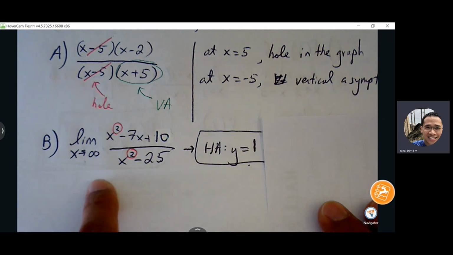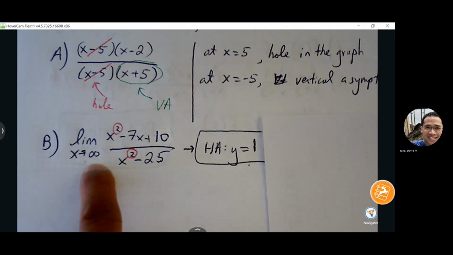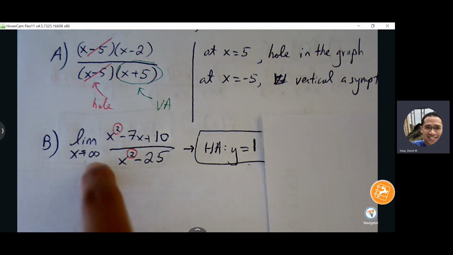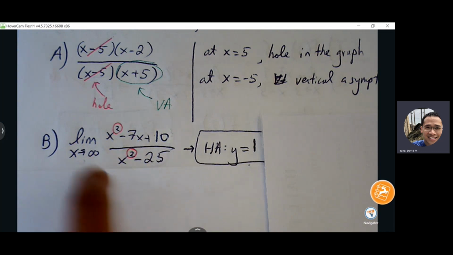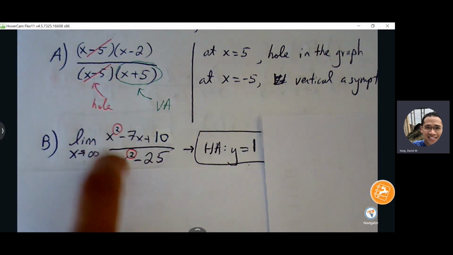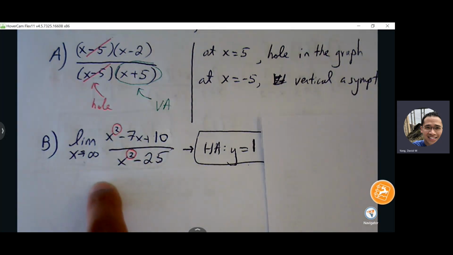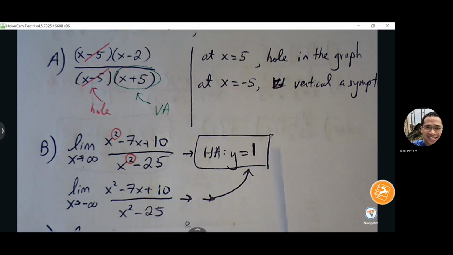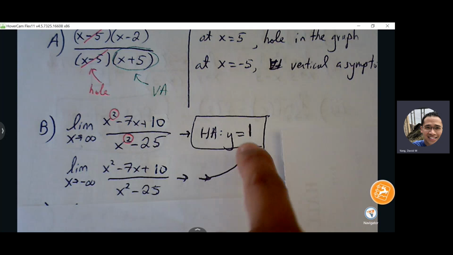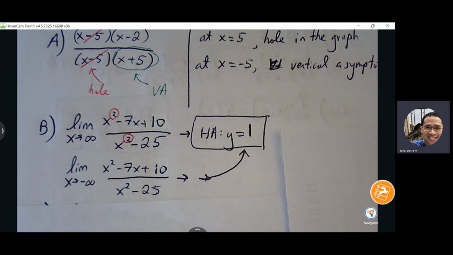What if I do x approaching negative infinity? Will I get a different horizontal asymptote? Still the same, right? The only time you're going to get 1 and -1 is if we do it with square roots, right? But we don't have any square roots. It's going to be one asymptote on either side. Doesn't matter if we're going right or going left. Either way, positive or negative infinity, we only have one asymptote.